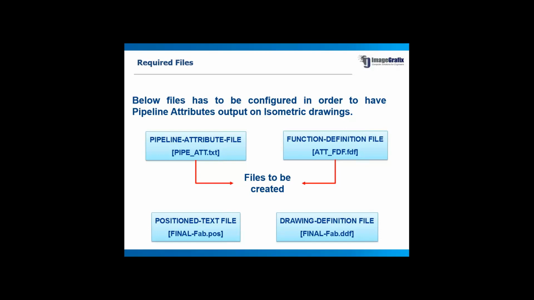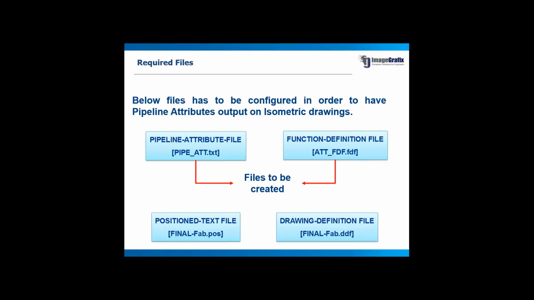Based on our requirement, we are going to create those two files, or define those two files, and with reference to these two files, the other two mentioned below, with the file names final-fab.pos and final-fab.ddf, will be created automatically.